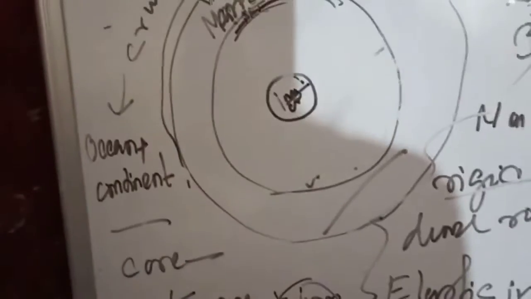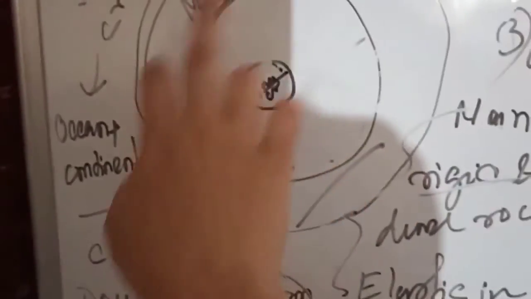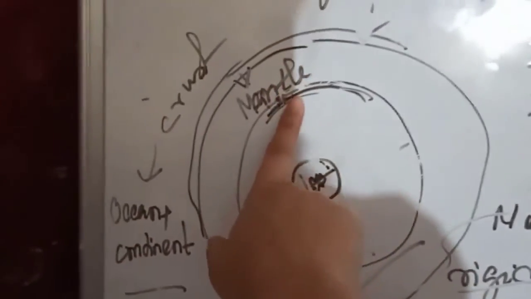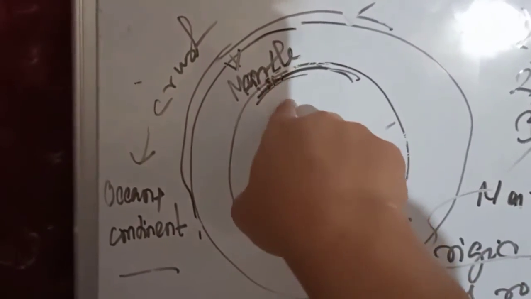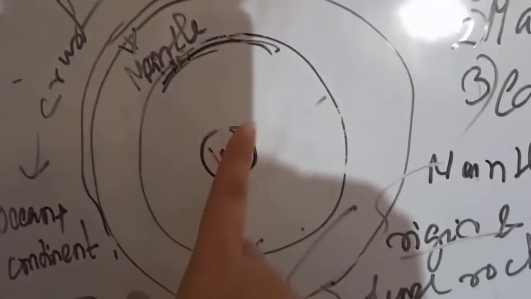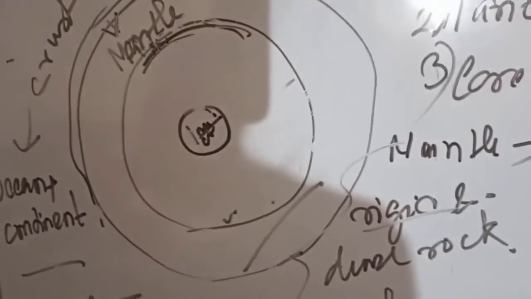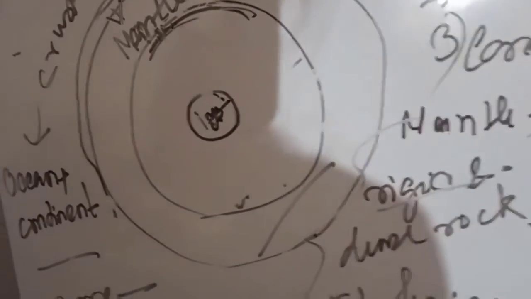The core is the innermost portion of the earth, and we can categorize it into two parts: the outer core and the inner core. The outer core is the layer beneath the mantle, and in the deepest portion we have the inner core. So this is all, and this is the end of this video.